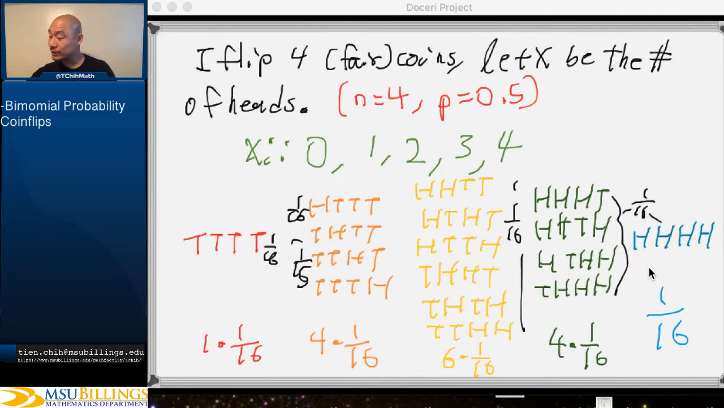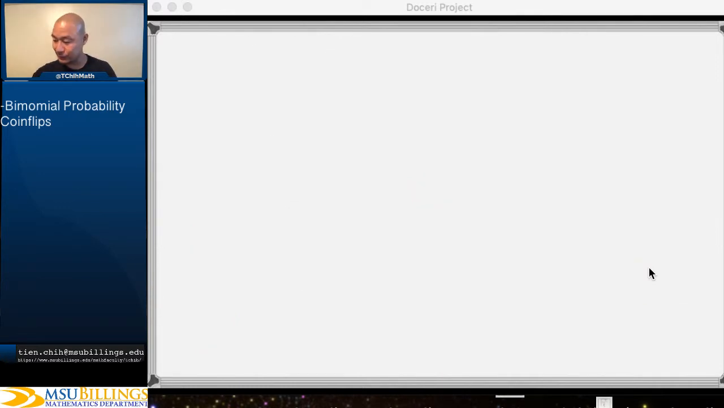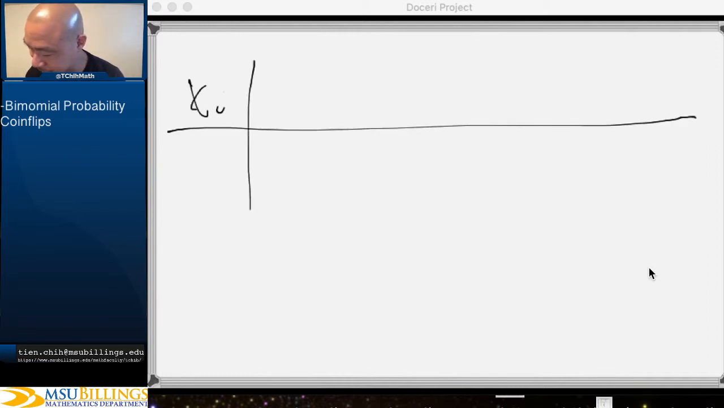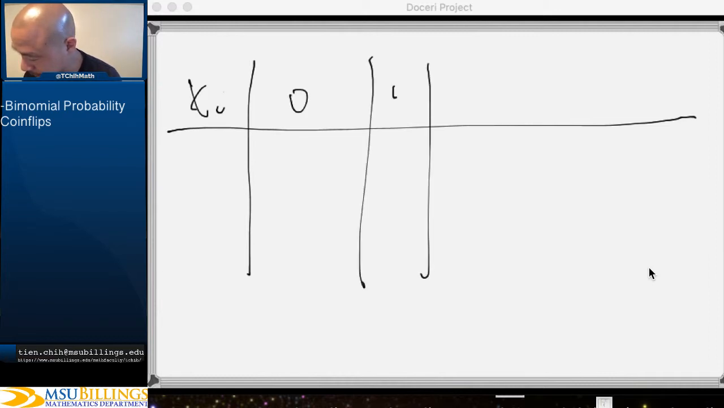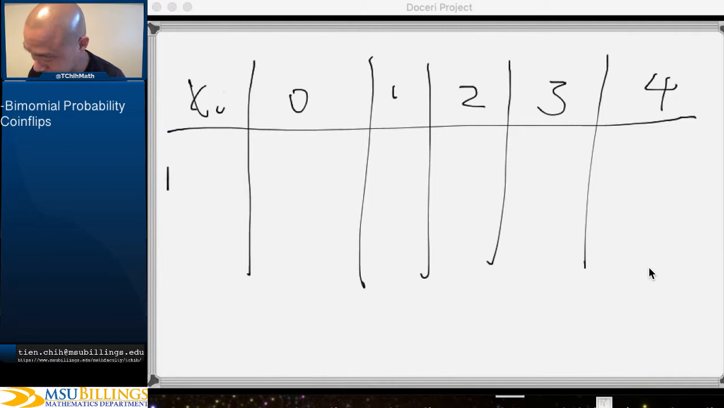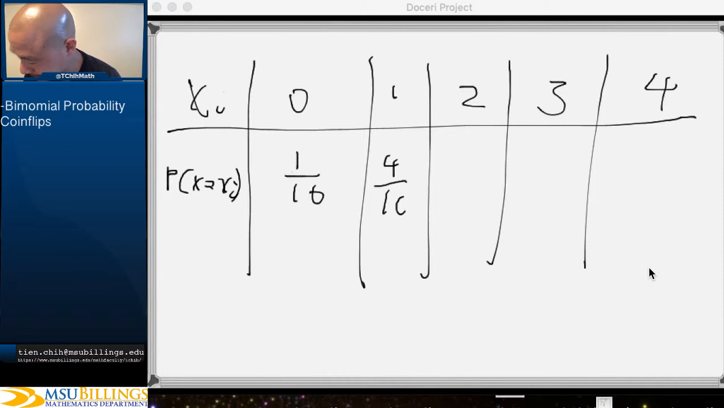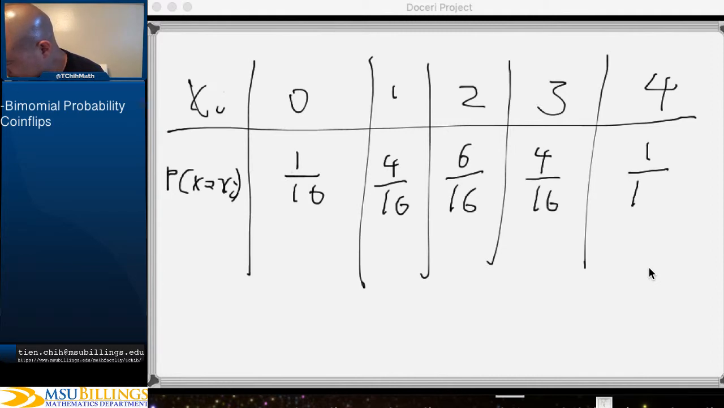And so if I were to sit down and write a probability distribution table, for xi, my xi values could be 0, 1, 2, 3, 4, and the probability that x is xi is going to be 1 out of 16, 4 out of 16, 6 out of 16, 4 out of 16, 1 out of 16. But there's another connection.